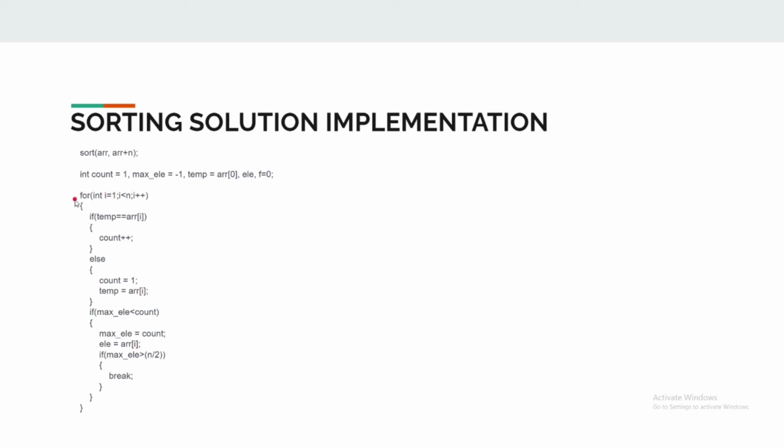Right. Now we start the loop from i equals 1, i less than n, i plus plus. In this loop, we check if temp equals arr[i]. That means we check if the element coming in the loop is equal to the previous element. If yes, we just increment the count. That is because we have sorted the elements, so we check whether the continuous elements are the same or not.